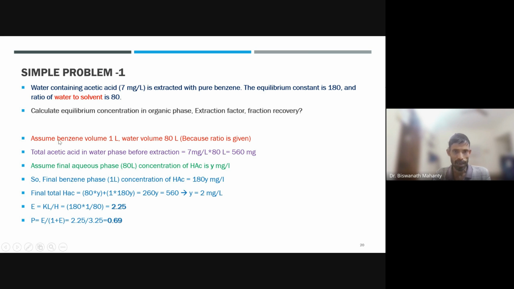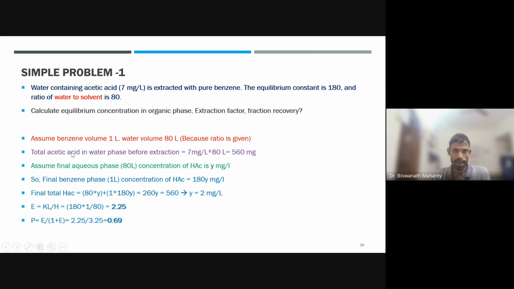Now, assuming here that benzene volume is 1 liter and water volume is 80 liter, because the ratio is given. So basically, we can say that water is 80 liter, solvent is 1 liter. That ratio we are going to utilize here.